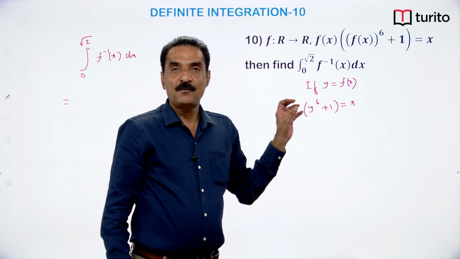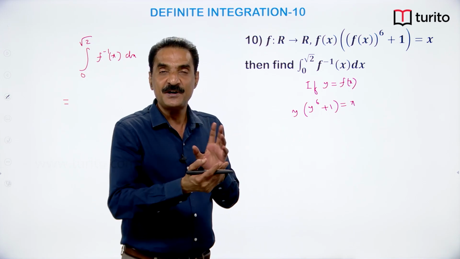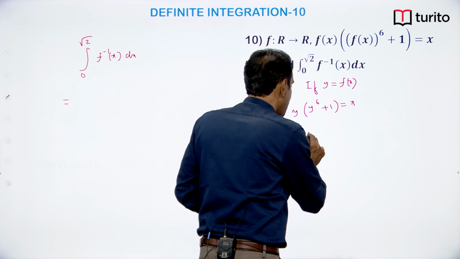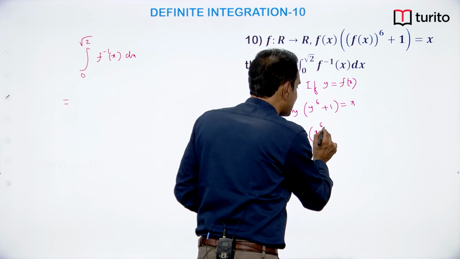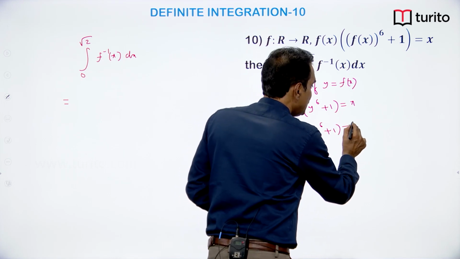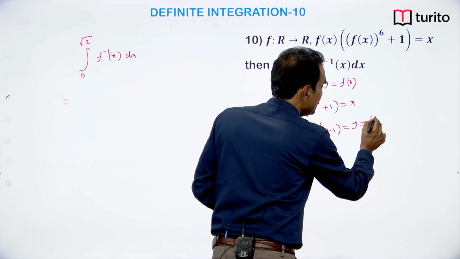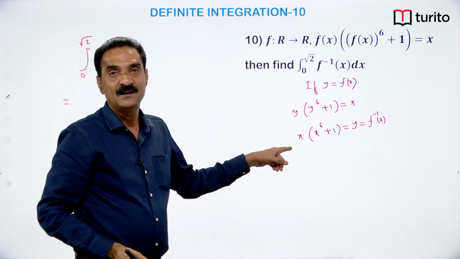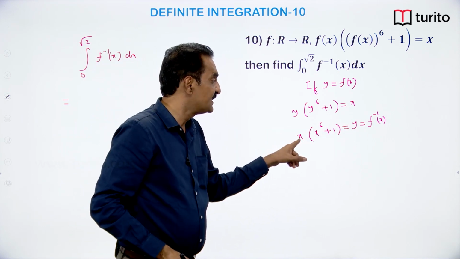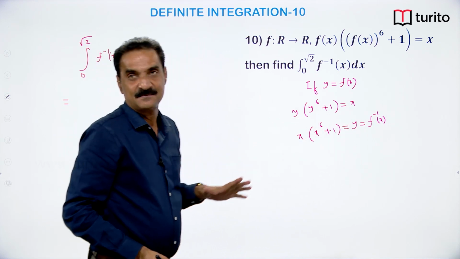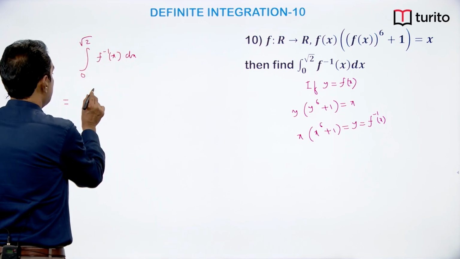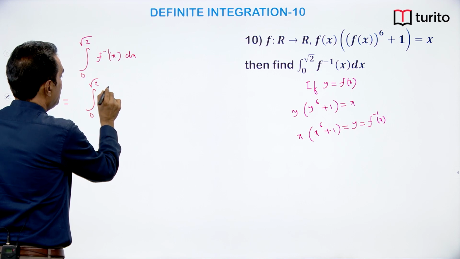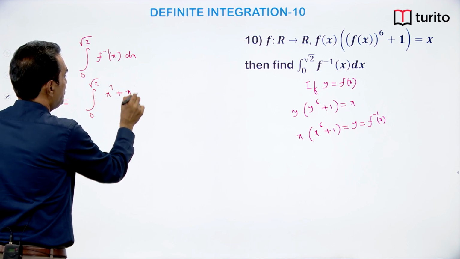Now, if I want the inverse function, I have to interchange x and y. So, x into x power 6 plus 1 is equal to y. This becomes f inverse x by interchanging x and y. So, f inverse x is x power 7 plus x.